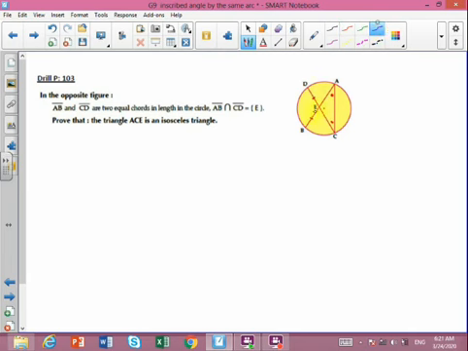So AB chord equal DC chord. So AB chord, the opposite arc is ADB. So arc ADB equal, where is DC? DC is this one. It is equal to arc DBC.